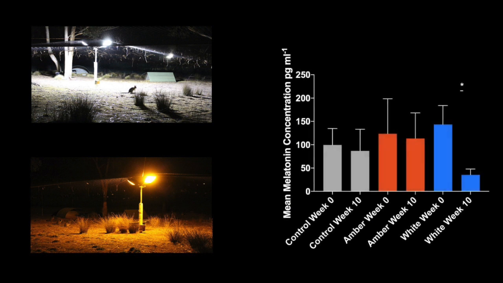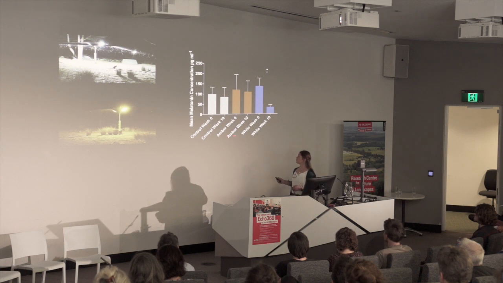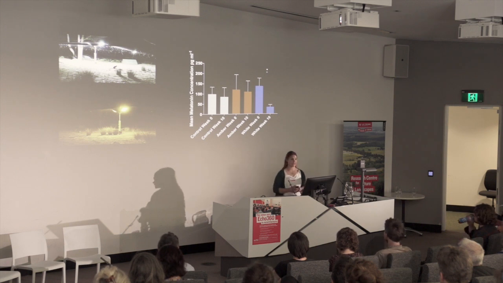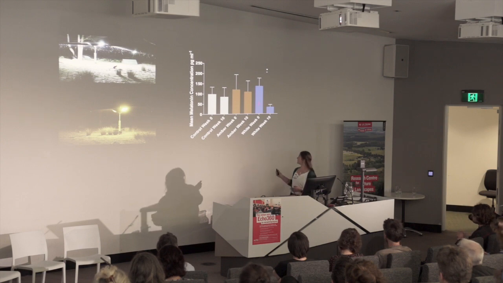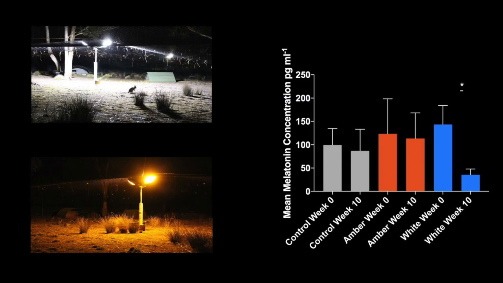I took blood samples at week 0 and again following 10 weeks of night lighting. I then assayed these samples for melatonin, and this is what we found. So we've got our mean melatonin concentration. You can see under our control animals, there was no change in nocturnal melatonin across that 10-week period. This was also reflected in the animals under our long wavelength amber LEDs. And this is in contrast to animals under white LEDs, which showed significant melatonin suppression across that 10-week period.